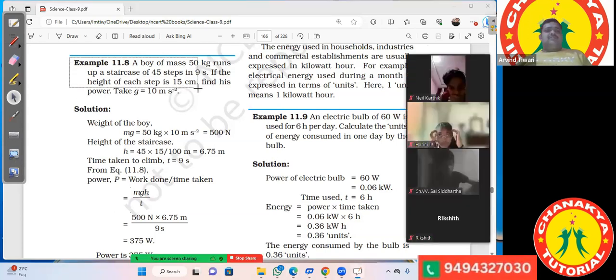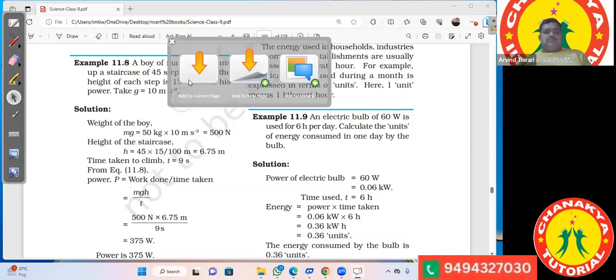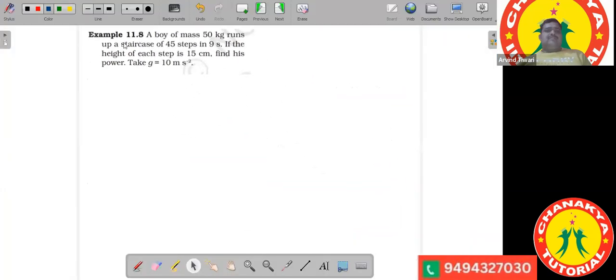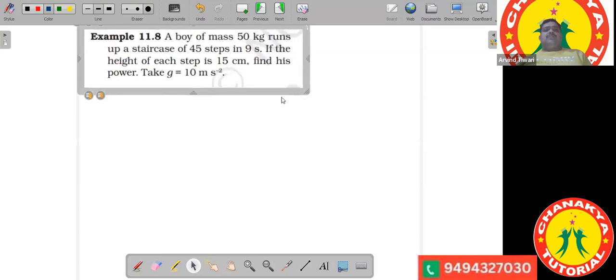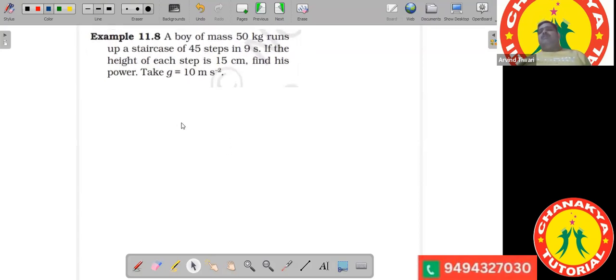Let's see this question. A boy of mass 50 kilogram runs up a staircase of 45 steps in 9 seconds. If the height of each step is 15 centimeter, find his power. Again, we can use either concept: the concept of work, or the concept of potential energy.